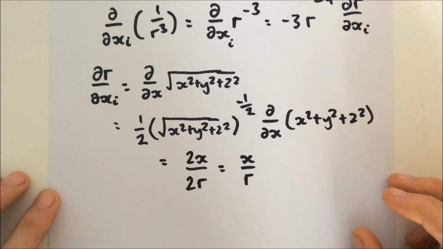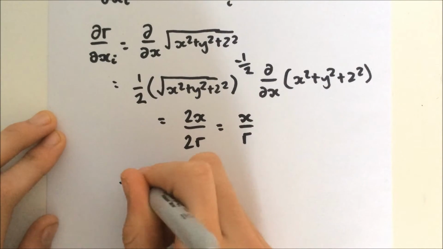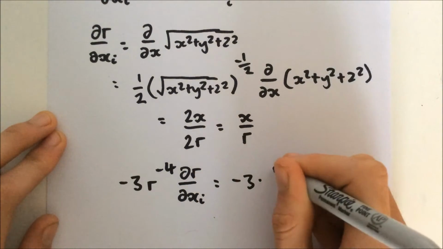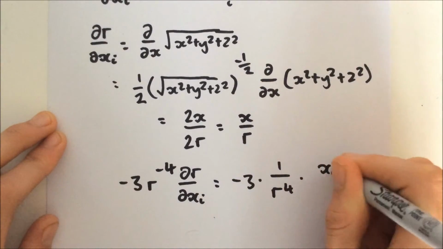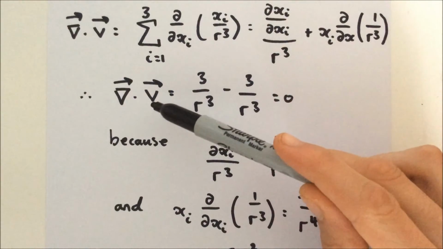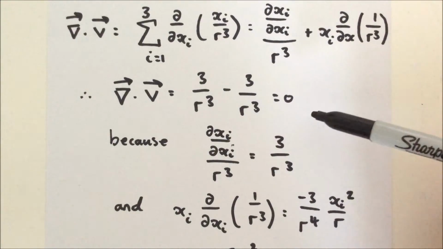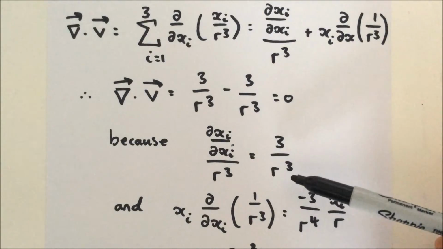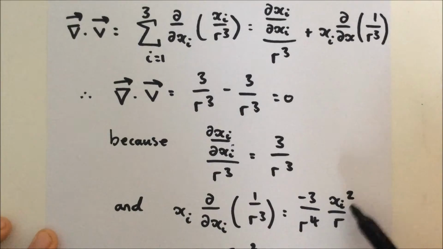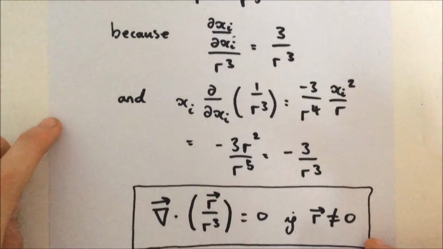Simple. So overall we get negative 3 r to the power negative 4 times dr divided by dxi, which is equal to negative 3 multiplied by 1 over r to the power 4 multiplied by xi divided by r. Finally, the divergence of a vector field that satisfies the inverse square law is equal to 3 divided by r cubed minus 3 divided by r cubed, which is 0. The partial derivative gave us negative 3 over r to the power 4 times xi squared divided by r, and we can rearrange that to give negative 3 over r cubed. So therefore we get our result.